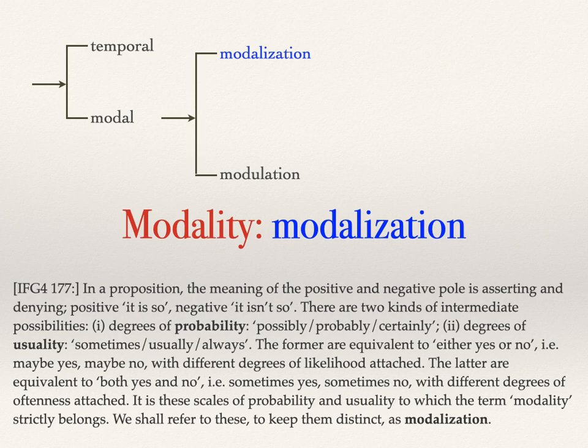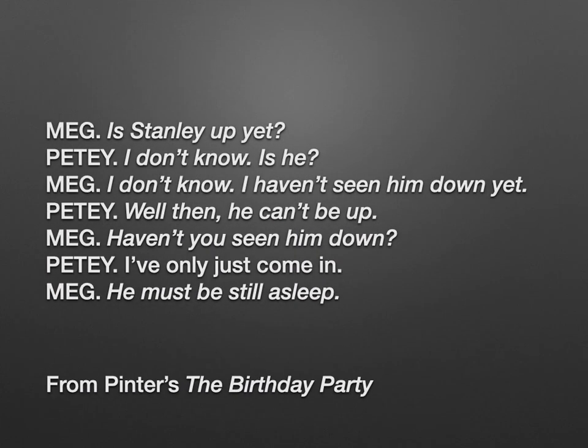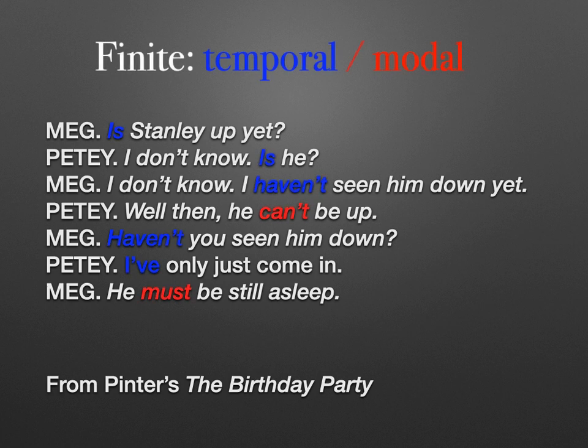And to illustrate this, let me turn back to Pinter's birthday party. So here's a little sequence between Meg and Petey. You remember Meg and Petey are a married couple in their 60s running a boarding house somewhere on the south coast of England. And they're talking about their lodger, Stanley. And Meg starts with temporal. Is Stanley up yet? Petey: I don't know. Is he? I don't know. I haven't seen him down yet. Well, then he can't be up. Haven't you seen him down? I've only just come in. He must still be asleep.